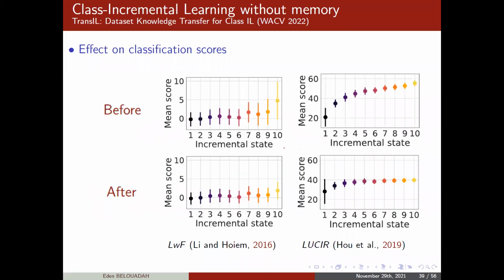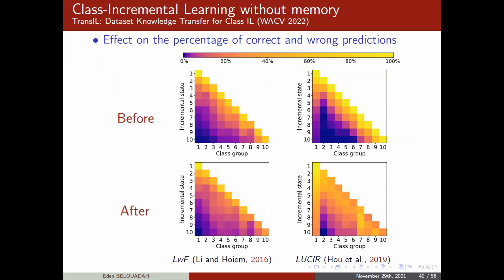Here we can see the effect of our methods on the classification scores on learning without forgetting and Lucir, and we can see that for both methods, the scores are more balanced, and the scores of the classes in the earlier states are lower because they suffer more from catastrophic forgetting. In terms of correct and wrong predictions, we can see that after applying our method, the distribution of correct predictions is better distributed over the whole confusion matrix.